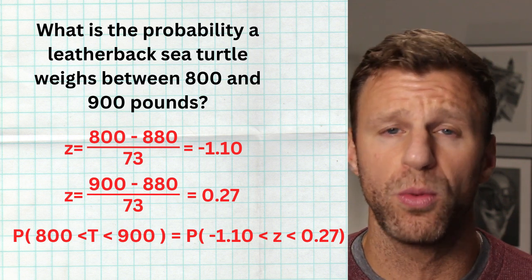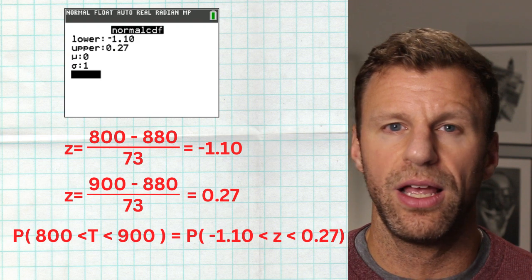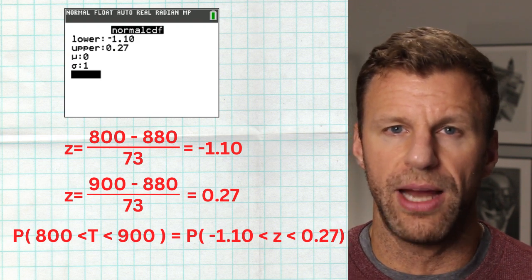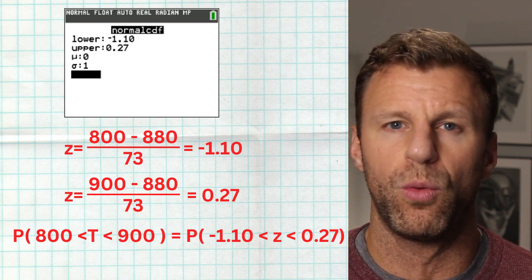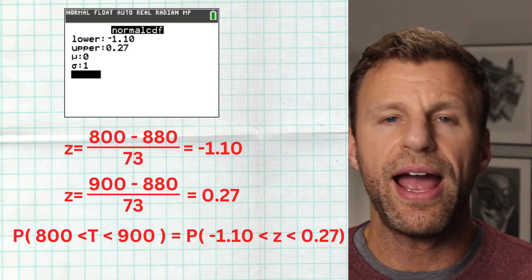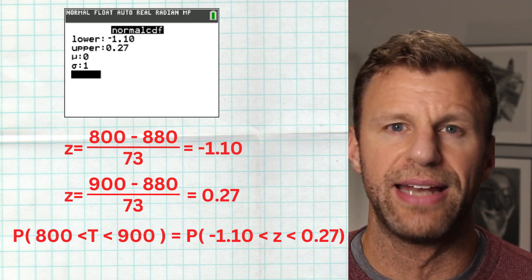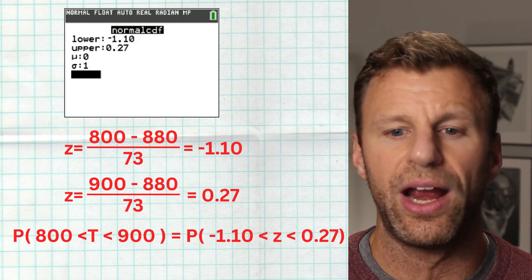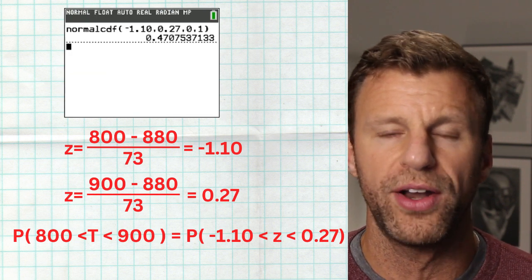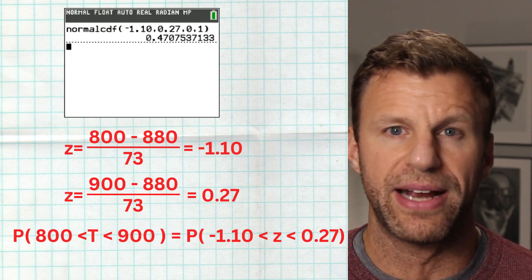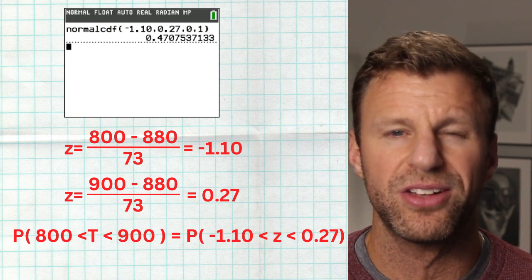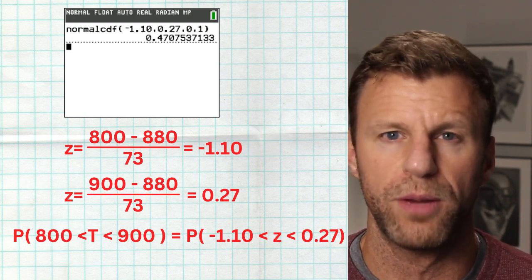So now we're going to go to that normal CDF. We're going to select the lower value, or the number to the left, as that negative 1.10 representing the 800. And then to the right, the upper value is the 0.27 representing that 900. And hit enter, and we get an area of 0.471, or the probability of getting a leatherback sea turtle between 800 and 900 pounds at random is 47.1%.